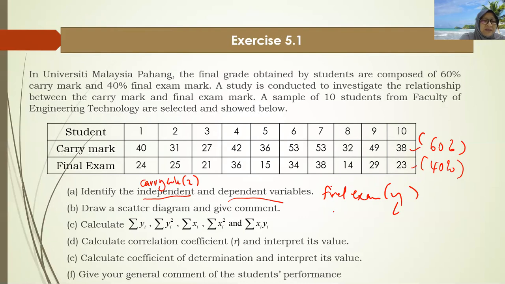Okay, next, we would like to draw a scatter diagram. A scatter diagram is simply a graph, a plot between X and Y. X will be the carry marks, and Y will be the final exam score. If you draw it using Excel, you will get something like this. This is just roughly.